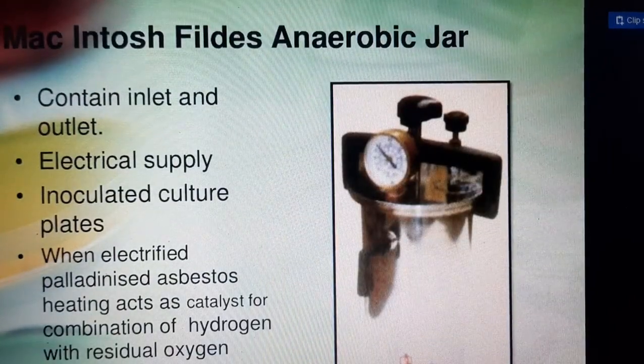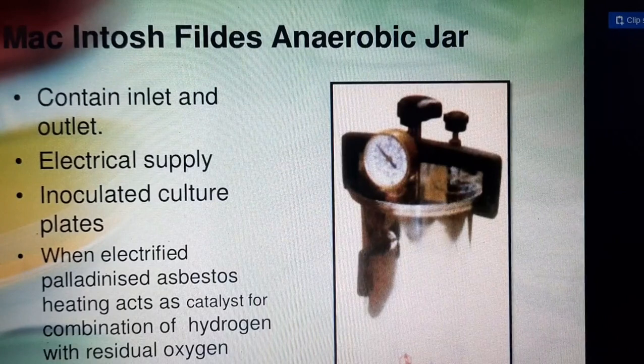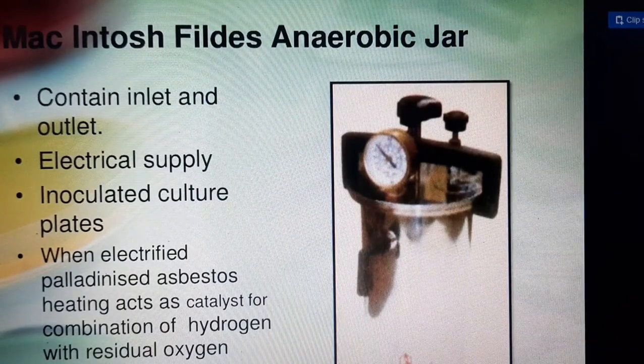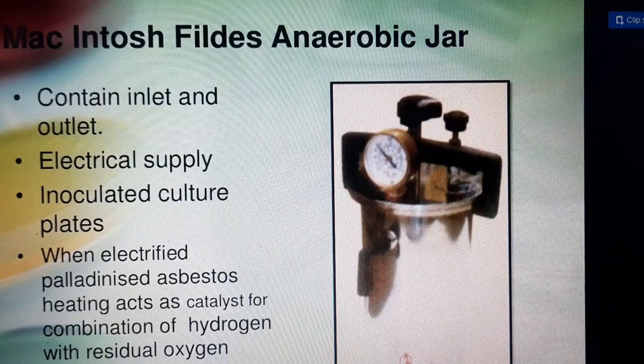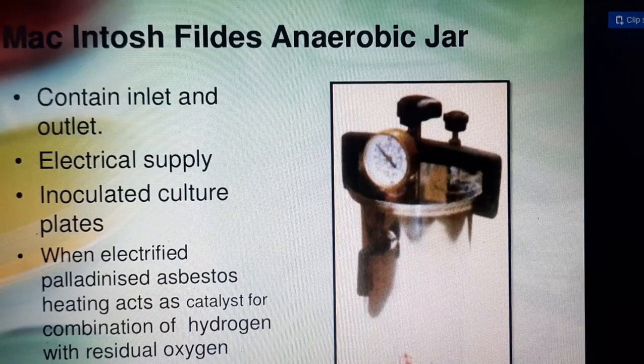McIntosh jar. McIntosh and Fildes anaerobic jar consists of a stout glass or metal jar with a metal lid which can be clamped airtight with a screw. This lid is fitted with two tubes with taps, one acting as inlet for introducing the gas and the other as outlet. The lid also consists of two terminals which can be connected to the electrical supply. Catalyst. In this, catalyst used is aluminum pellets coated with palladium.